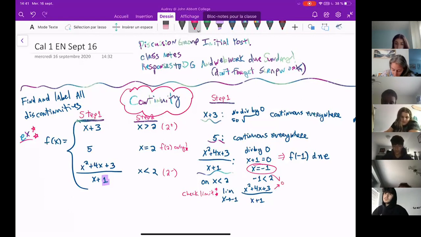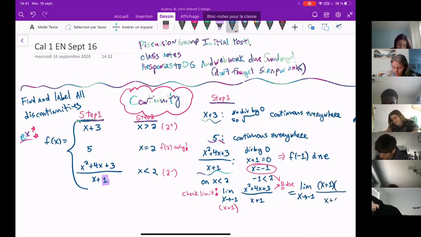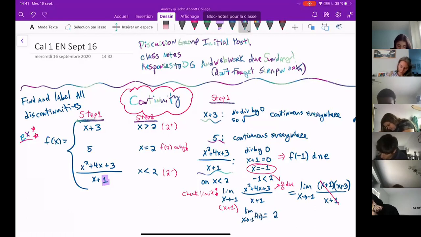I get 0 over 0, good job. So that means I want to do something else. I'm looking for a factor of x plus 1. I already have it in the denominator, so I'm going to have it in the numerator. What's the other factor going to be? You got it, x plus 3. So then I can cancel out those x plus 1s and get that the answer is 2. So the limit as x approaches -1 of f of x is equal to 2.